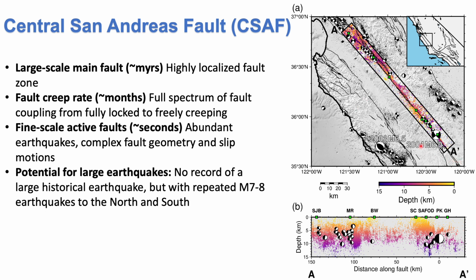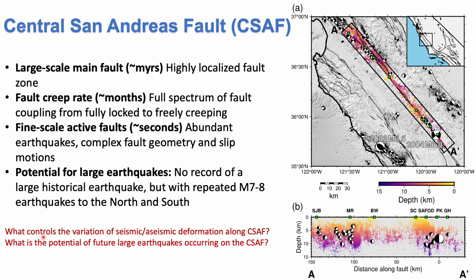Although this is a highly localized fault zone, with major earthquakes located along the fault and their focal mechanisms consistent with main shock slip, it exhibits diverse seismic and aseismic deformations, with a full spectrum of fault coupling from fully locked to fully creeping, and abundant small earthquakes showing complex fault geometry and slip motions. Moreover, there's no record of a large historic earthquake, but there are repeated magnitude 7 to 8 earthquakes to the north and south of this fault segment.